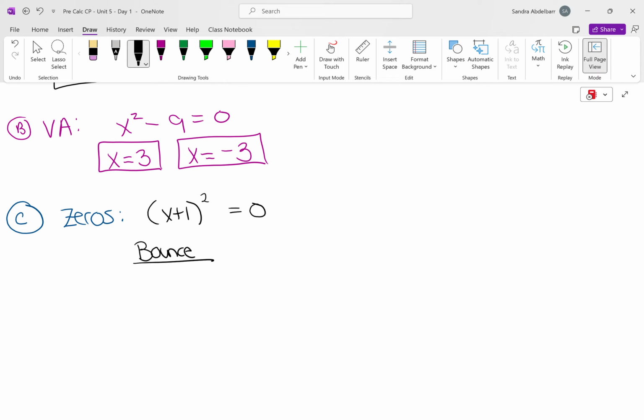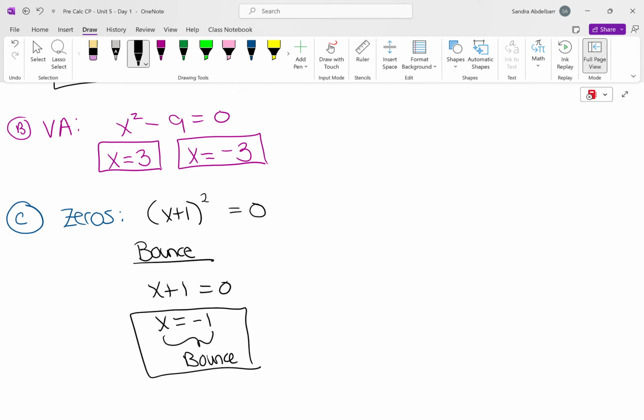Bounce, because the exponent is even, exactly. So this is a bounce. Once we decide the cross or bounce, then we just take what's inside there, x plus 1, set it equal to 0. So x will equal -1. This is a bounce. So we do have a 0 at -1, and it will be a bounce.